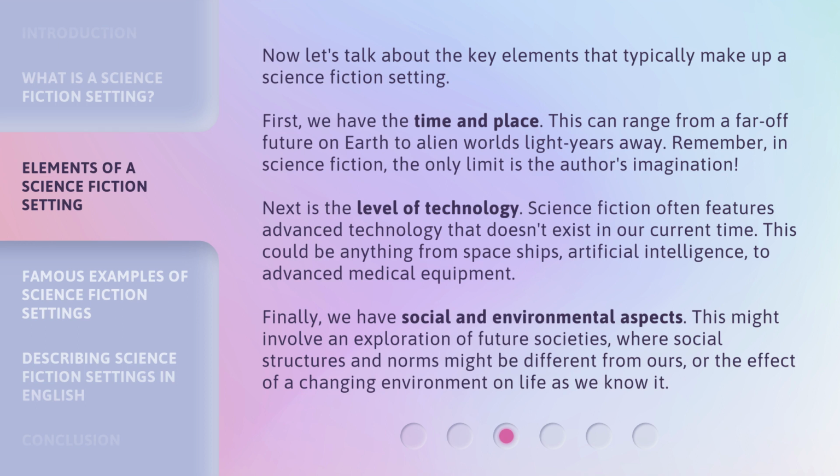Next is the level of technology. Science fiction often features advanced technology that doesn't exist in our current time. This could be anything from spaceships, artificial intelligence, to advanced medical equipment. Finally, we have social and environmental aspects. This might involve an exploration of future societies, where social structures and norms might be different from ours, or the effect of a changing environment on life as we know it.